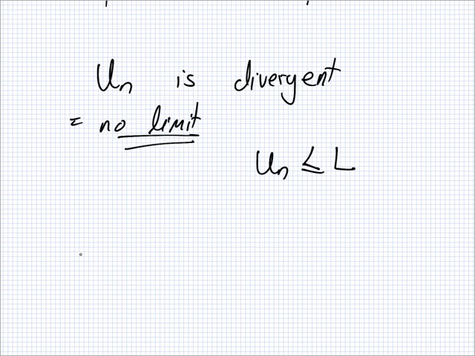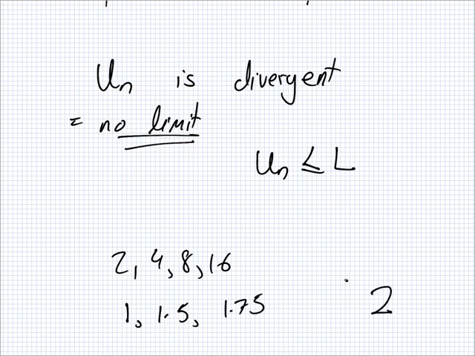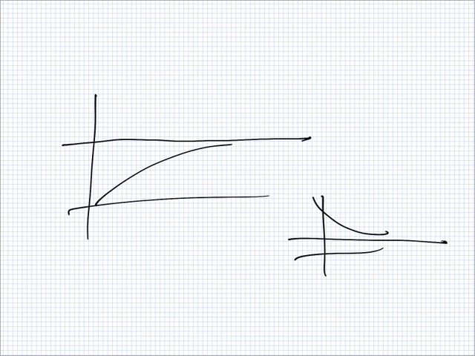For example, if I said, take this sequence, 2, 4, 8, 16. This has no limit, because there's no number I could pick that you can say it won't exceed. Now, take this sequence, 1, 1.5, 1.75. This has a limit. In fact, it has a limit of 2, because it's always less than 2. It's trying to approach 2. So the idea is, we say a sequence has a limit if we imagine that there's some ceiling, or perhaps the other way around, some floor that bounds it. Whereas divergent means it is unbounded.